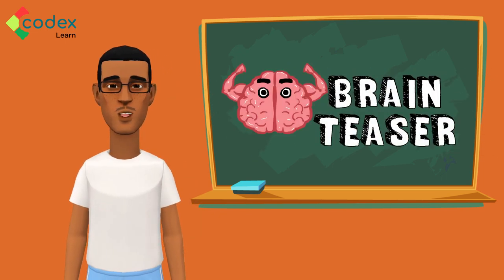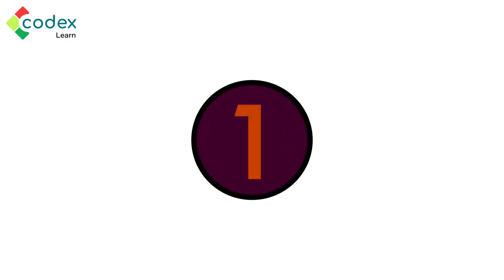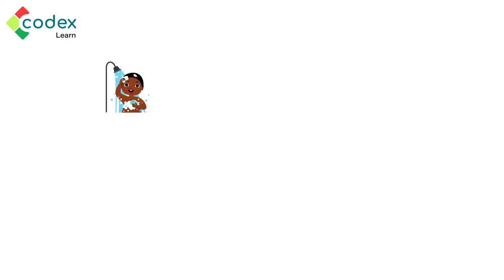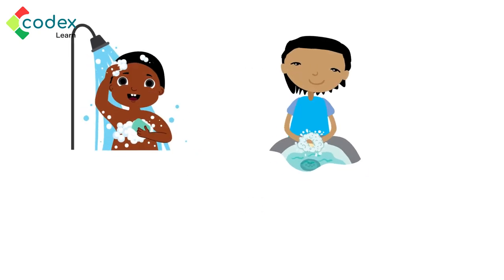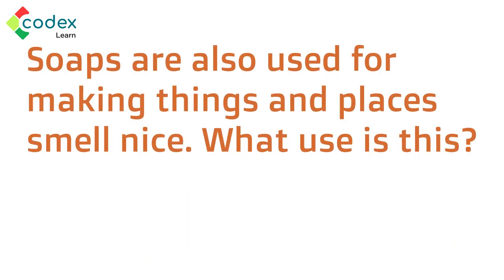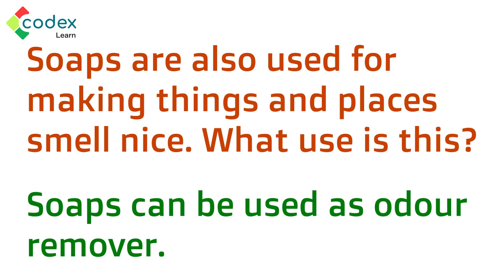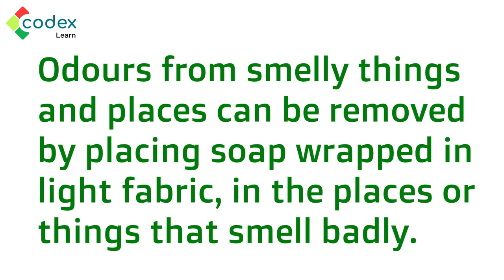Well, let's test this, shall we? 1. The major uses of soap that we know are for bathing, washing our hands, clothes, and dishes. But soaps are also used for making things and places smell nice. What use is this? Yay! That's wonderful! Soaps can be used as odor remover. Odors from smelly things and places can be removed by placing soap wrapped in light fabric in the places of things that smell badly.